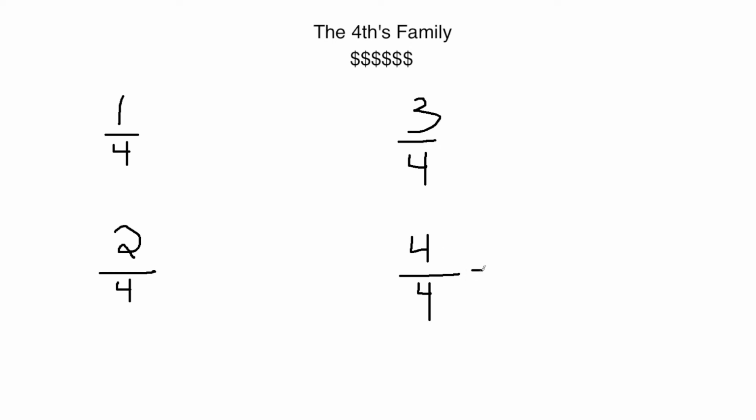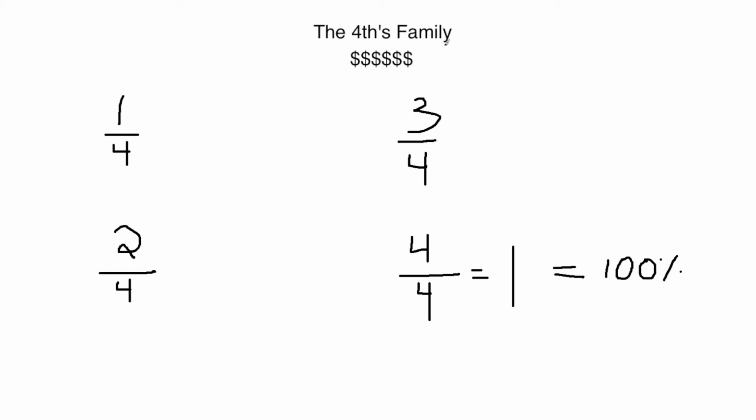And as we know, 4 divided by 4 is 1 whole. And you move 2 butt cheeks to the right or multiply it by 100, and I am always 100% or $1.